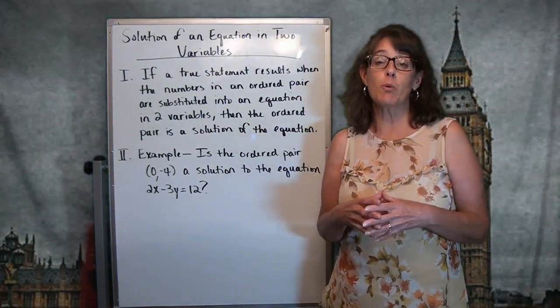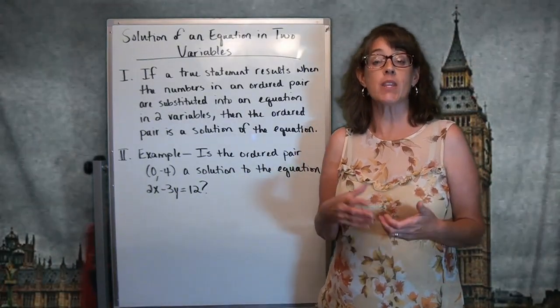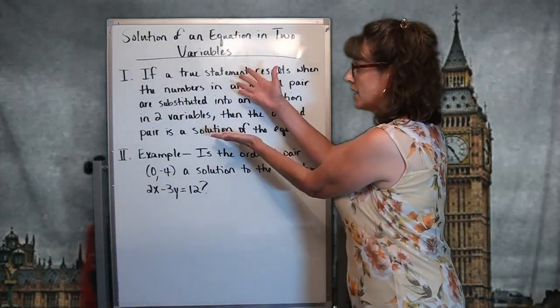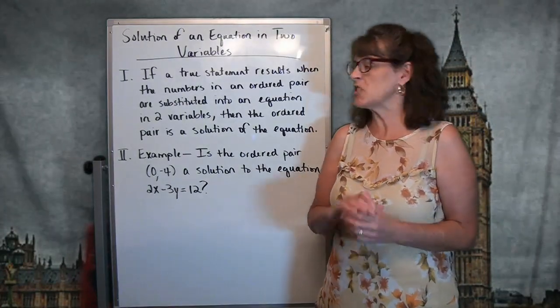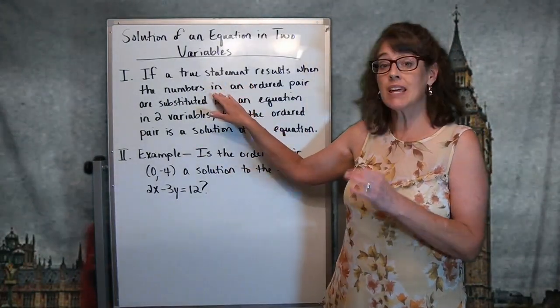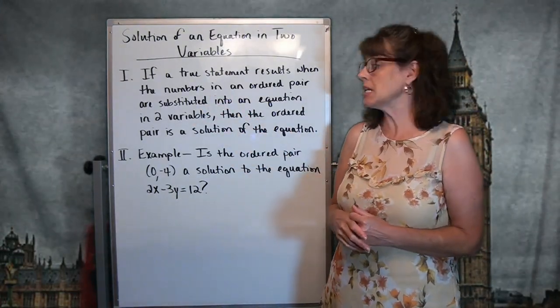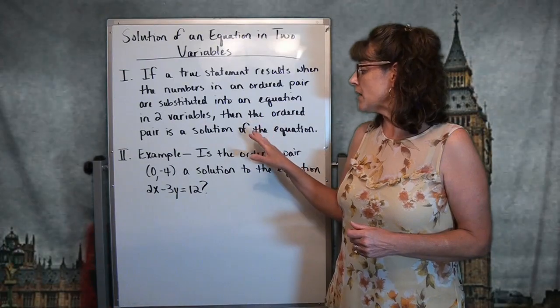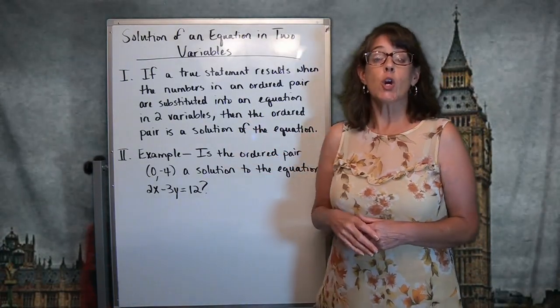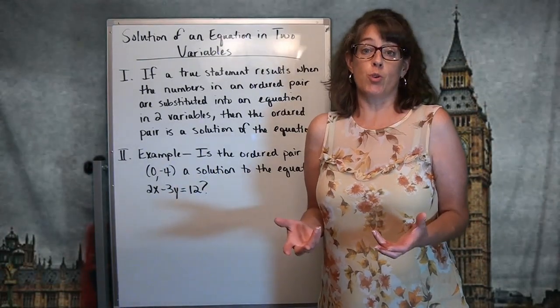But let's take a look at solutions of an equation in two variables. In order to determine whether or not an ordered pair is a solution to an equation that has two variables in it, right here, this statement says it all. If a true statement results when the numbers in that ordered pair are substituted into that equation that has two variables in it, then the ordered pair is a solution of the equation. Remember, in math, everything's looking at truth. Or in other words, we want truth.